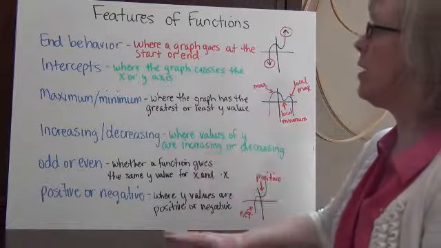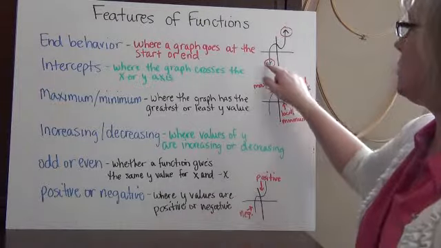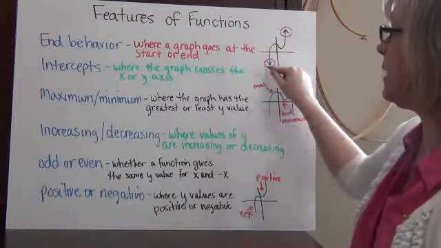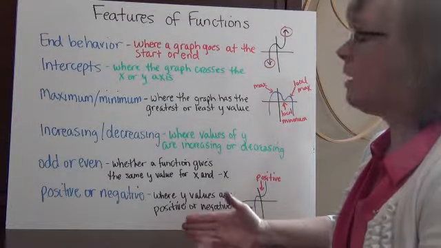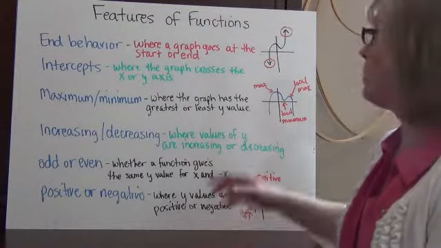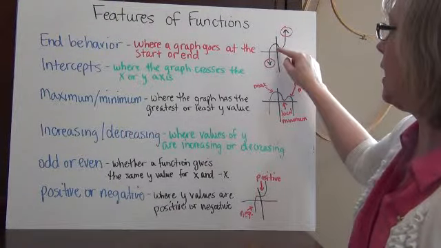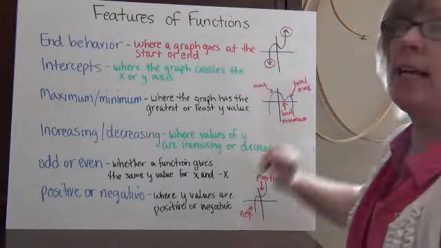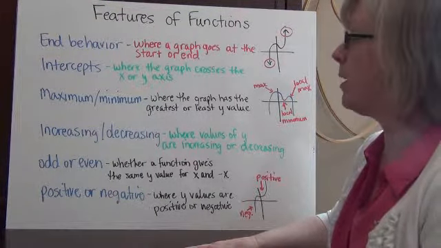End behavior is where the graph goes at the start or at the end of the graph. For instance, these two arrows indicate the beginning and the end, for lack of a better term, of what the graph is doing. So end behavior will describe what's happening to the y as x is getting smaller, and what's happening to the y as x is getting larger. I'll show you the notation and specifics on that in just a minute.